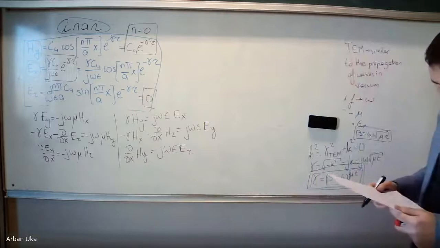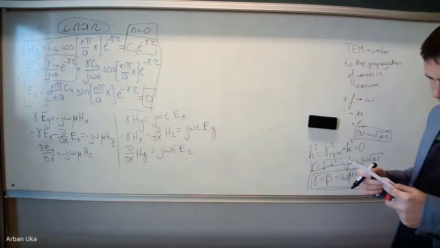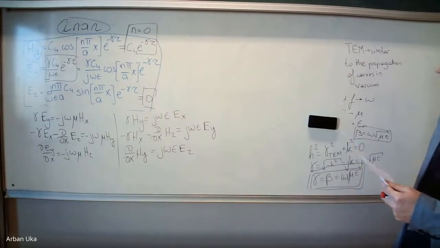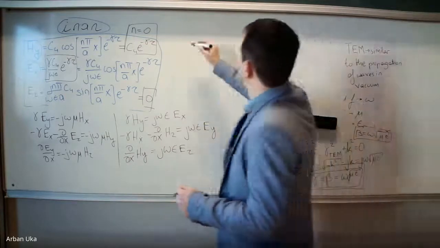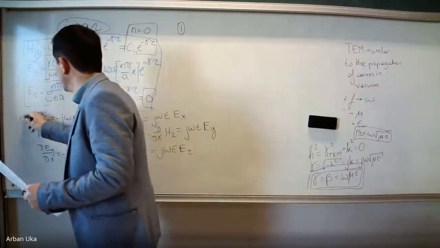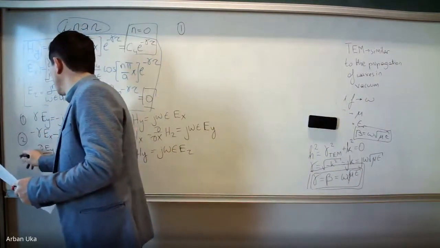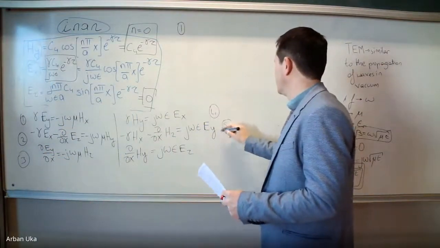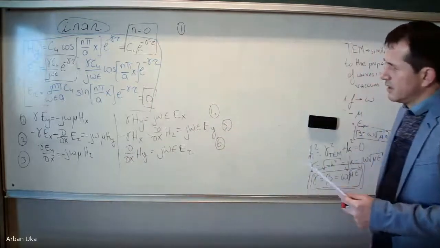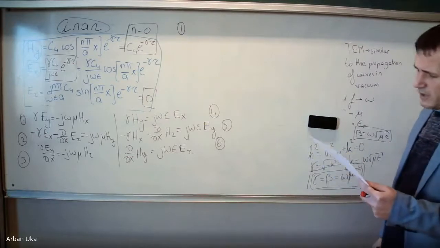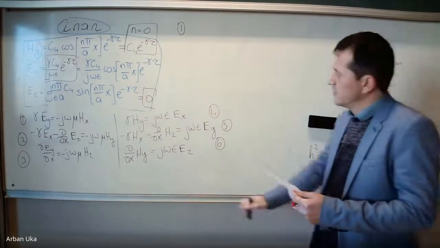So let's have a look at these equations, and then let's try to look at the following expressions. Here, if we look at equation 1, let's label these 1, 2, 3, 4, 5, and 6. Okay, from the first equation, it looks like we have Ey, we have this expression.